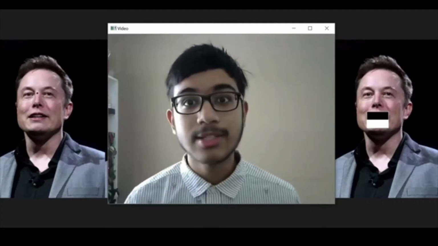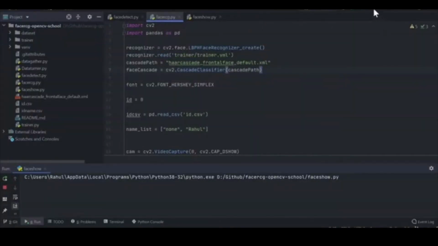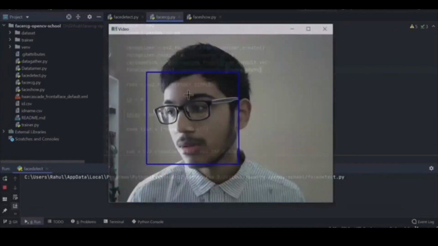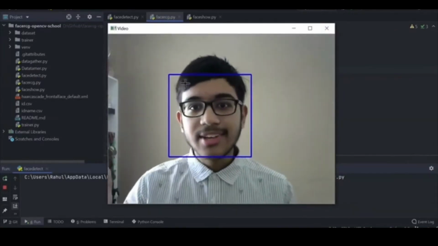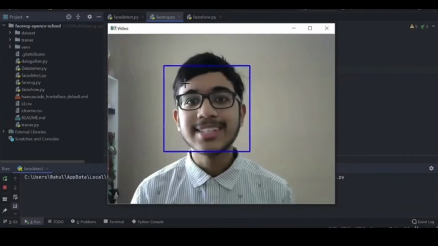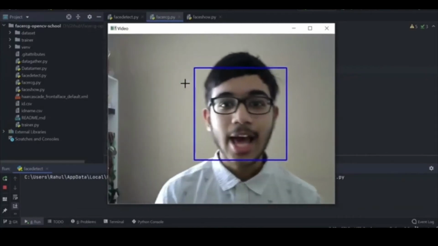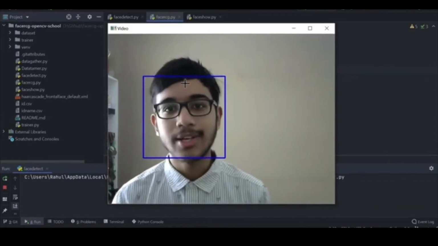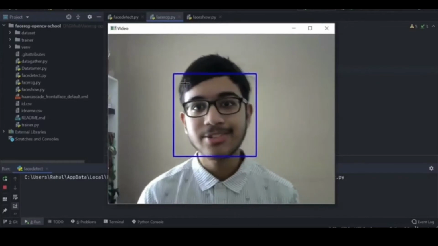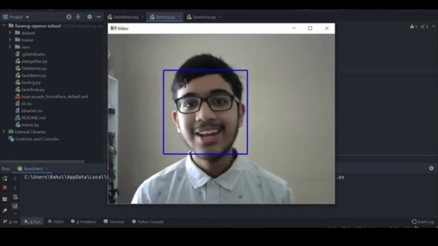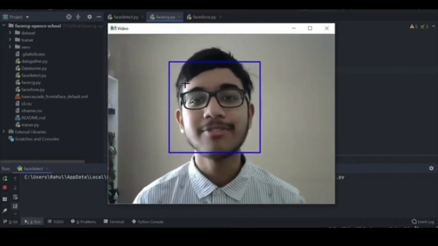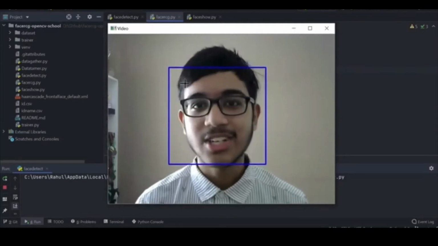Let's look at an example of this in action. Well, if you can see here, it looks like the computer is successfully detecting my face and also drawing a box around it, and it's working in a live video stream. Great. Looks like we've successfully tackled the first part of facial recognition, facial detection.